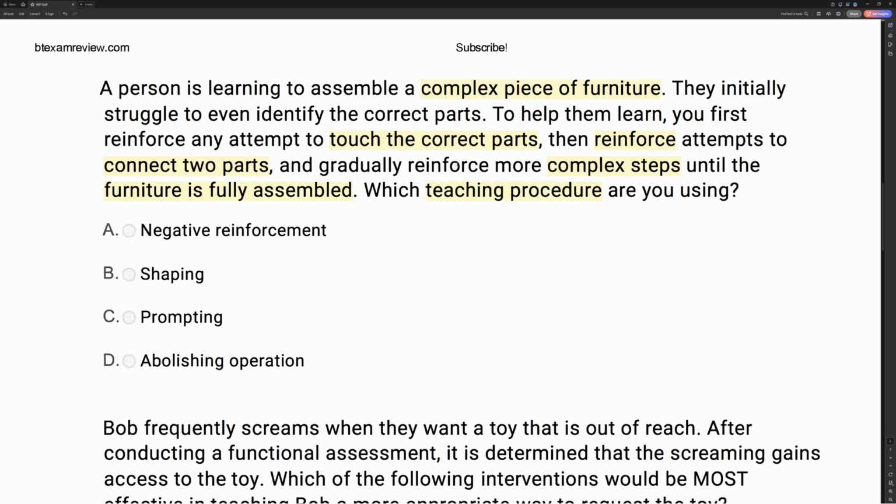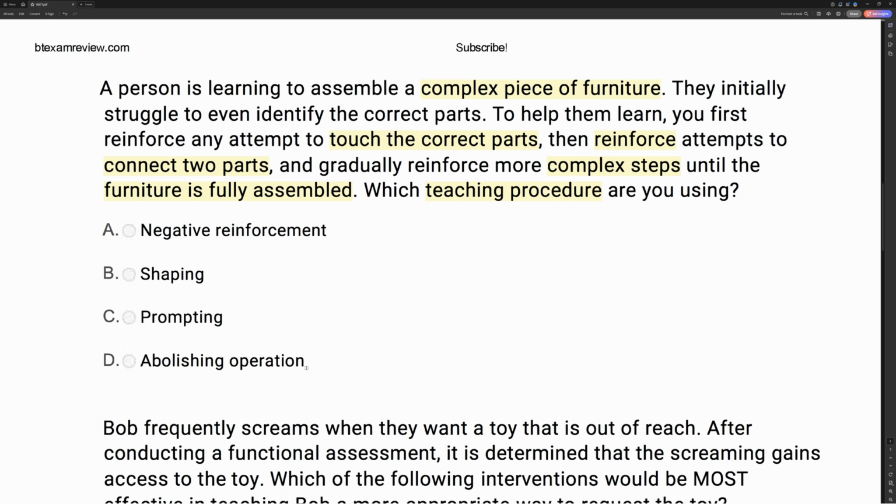We are reinforcing approximations. We have these steps or these approximations. First, you touch correct parts, then you connect two parts. We go on and on, more complex, more complex, more complex, until the furniture is fully assembled. We are shaping. C, prompting, because we always read all of our answer choices. There's no indication of prompts here. All we know is you're reinforcing as they get closer to that complete behavior. And then D, an abolishing operation. An abolishing operation has to do with motivating operations. It has nothing to do with this question.